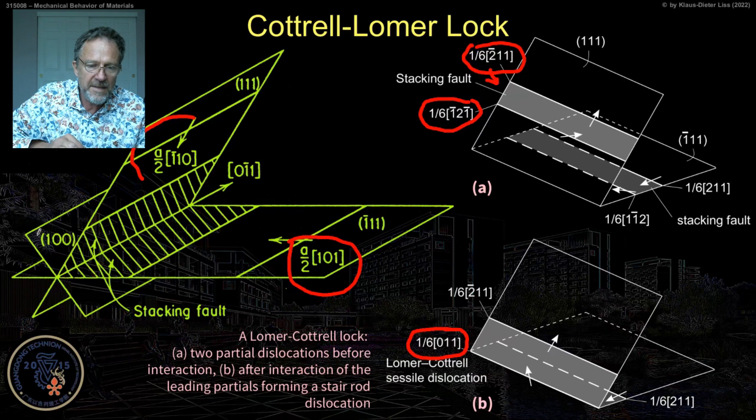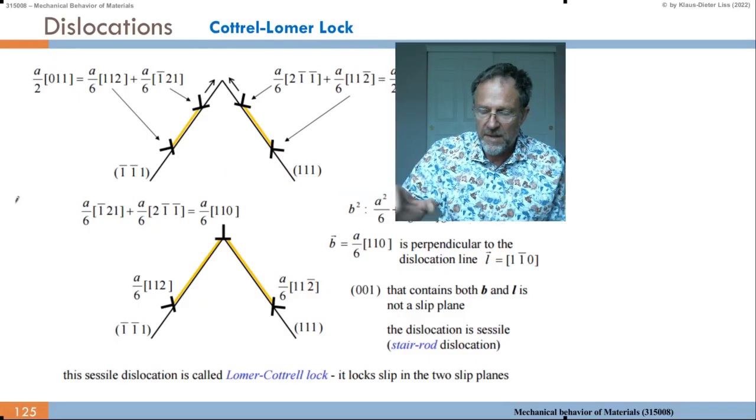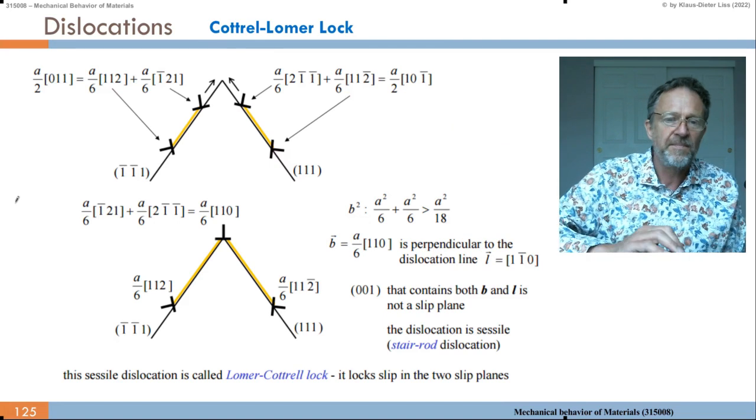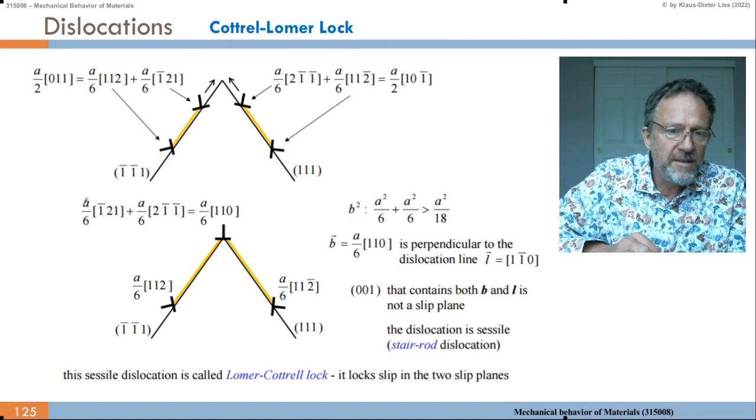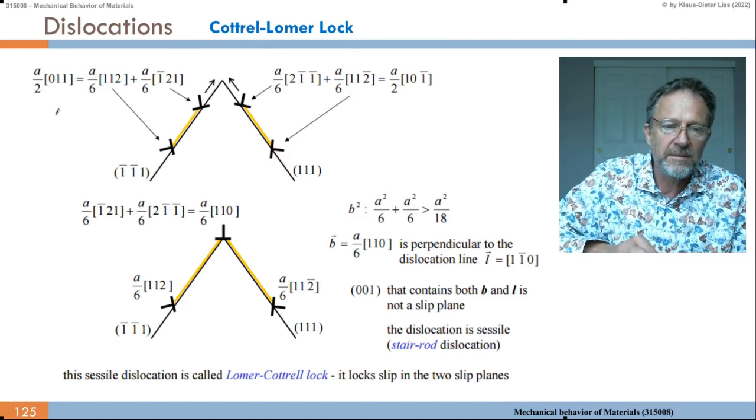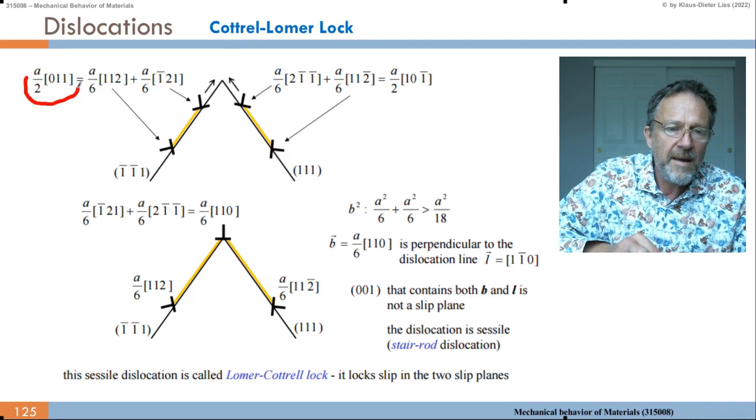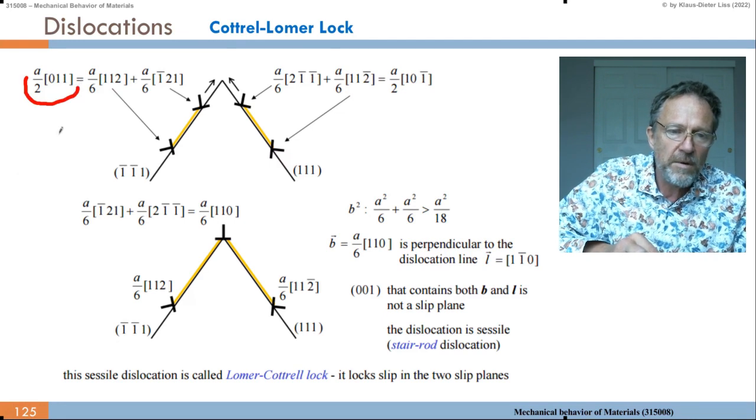And this 1/6 [0,1,1] would be on the habit plane (1,0,0), as I show on the next slide. So this is the cross section through the image in 2D. The a/2 [0,1,1] normal dislocation splits into these two partial dislocations, which are separated by the yellow line, and they move together.